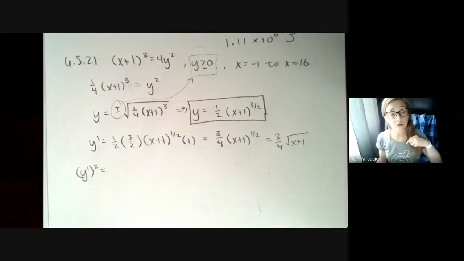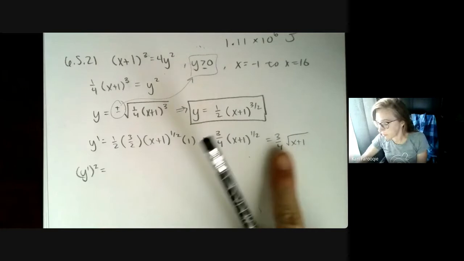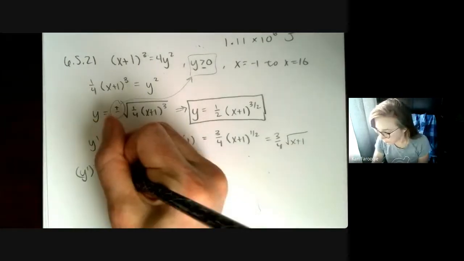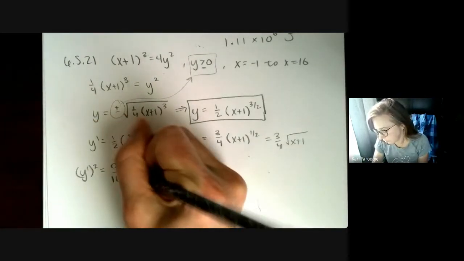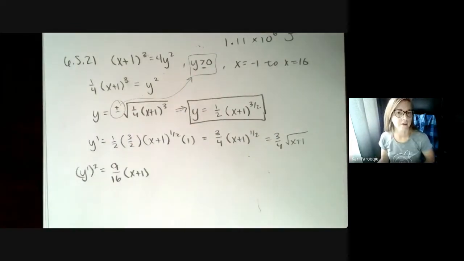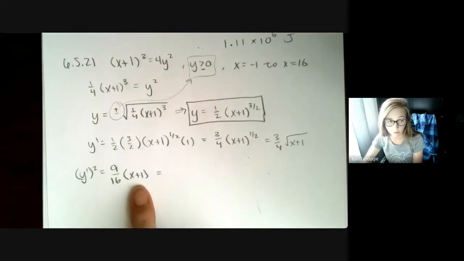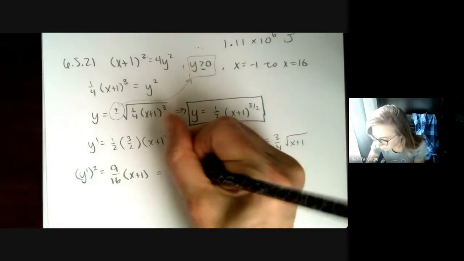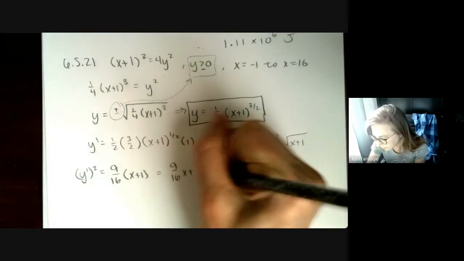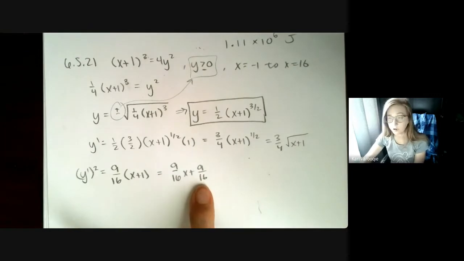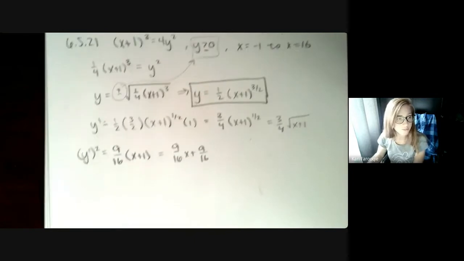All right, so the next thing we're going to do is square this quantity. I'm going to square each factor. So 3/4 squared is 9/16, and the square root of x plus 1 squared is x plus 1. And then we will add 1 to this. Before we add 1, you might want to distribute. I'm thinking we're going to add 1, so we're going to get a constant here, so we might as well simplify it first.